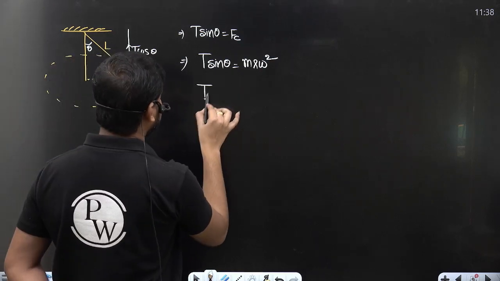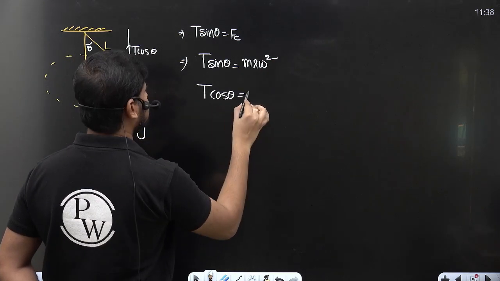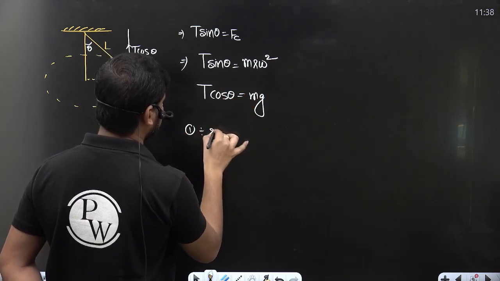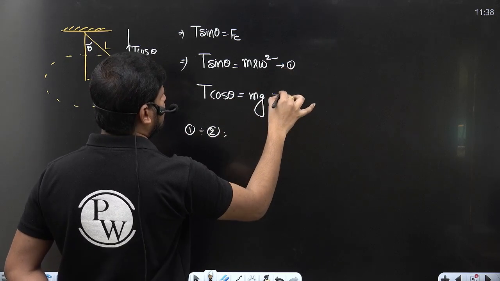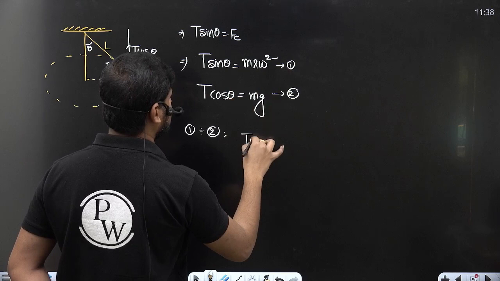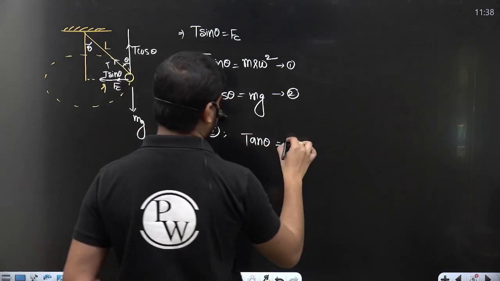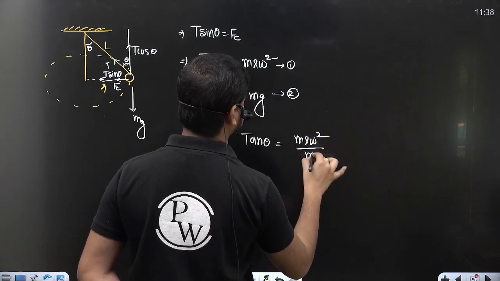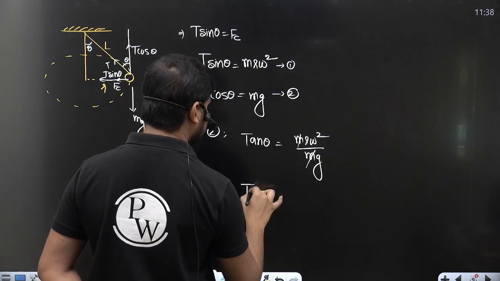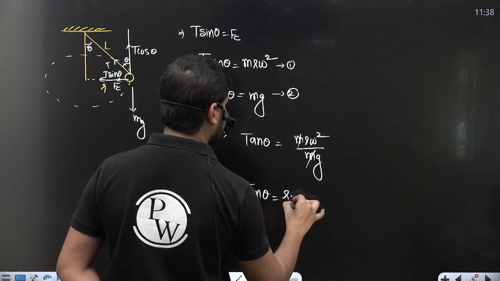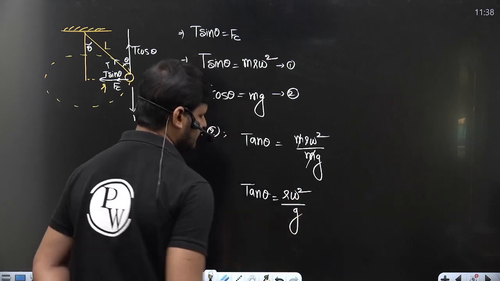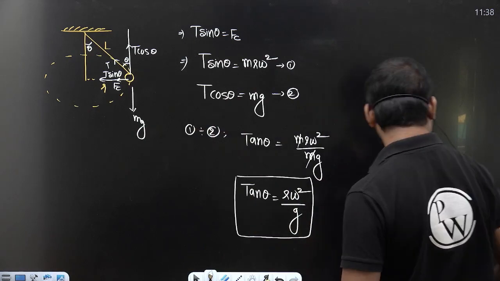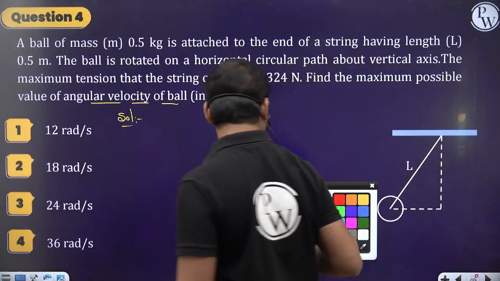And then the other one is T cos theta, which is equal to mg. Again do the same thing. Let's divide equation 1 by 2. So T sin theta by T cos theta, which is tan theta, is equal to m r omega square by mg, right? Here m cancels, so tan theta must be equal to r omega square by g, yes or no? R omega square by g. So this is the concept here. Clear?